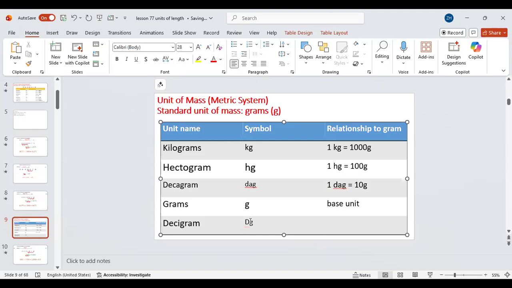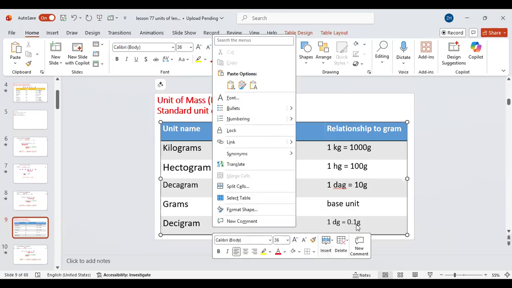All right, so we have DG. And what is the relationship to grams? 0.1. Very good. So 1 DG, or 1 decigram, is equal to 0.1 grams. So basically it's a pattern: we have 1,000, 100, 10, 1, 0.1, and obviously you're going to go lower. I said 8 rows, so let's go ahead and create the next row.